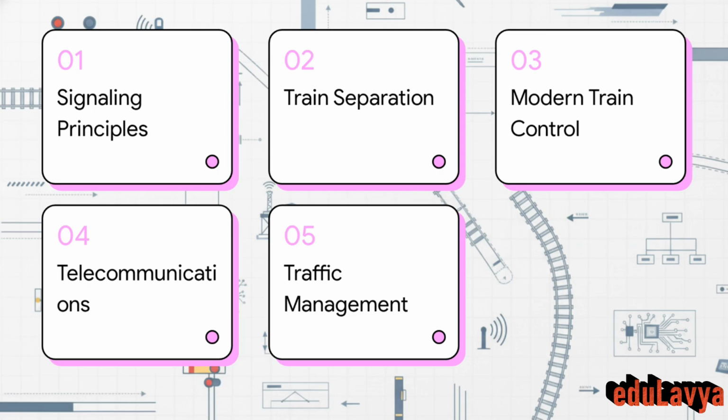In today's explainer, we're going to build a comprehensive understanding of railway operations by exploring 5 foundational modules: the 4 signaling principles, safe train separation methods, modern train control systems, the role of telecommunications, and finally, traffic management and operations. Let's jump right in.